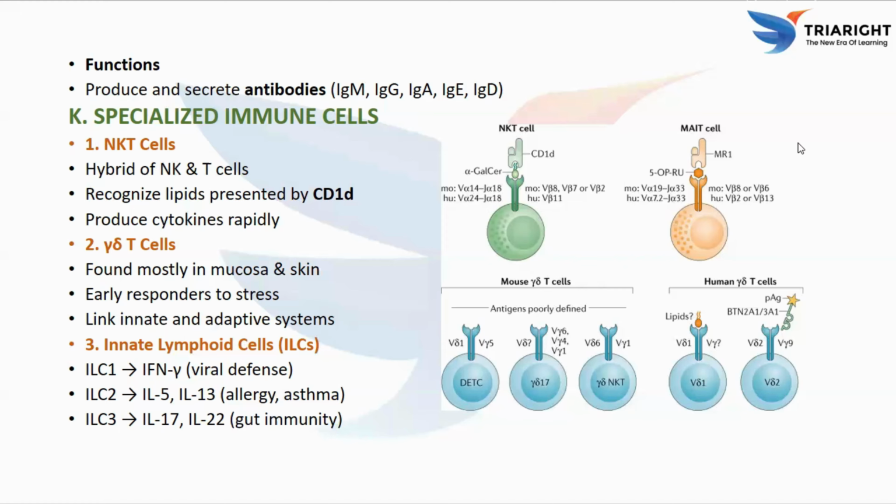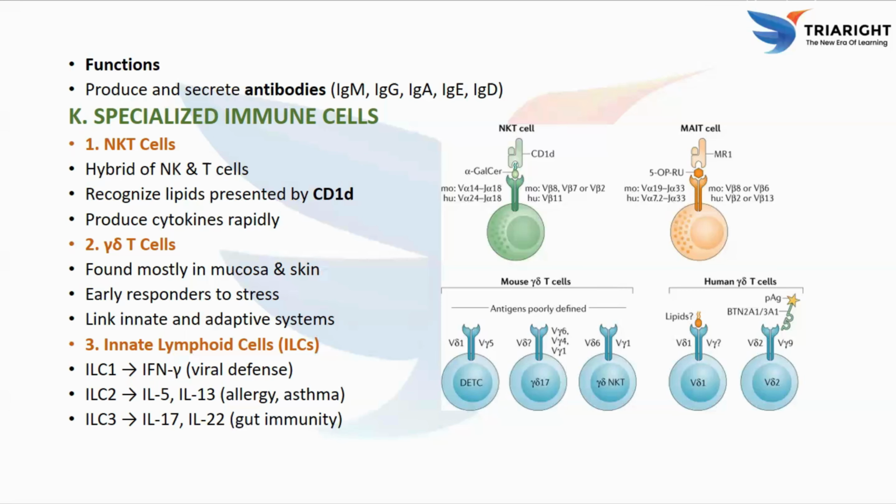And on the right side is the MAIT cell, nothing but a mucosal-associated invariant T cell. MAIT cells recognize vitamin B2, that is riboflavin metabolites, which are presented by MR1. These cells are common in the liver, lungs, and gut mucosa. They also behave like innate T cells.